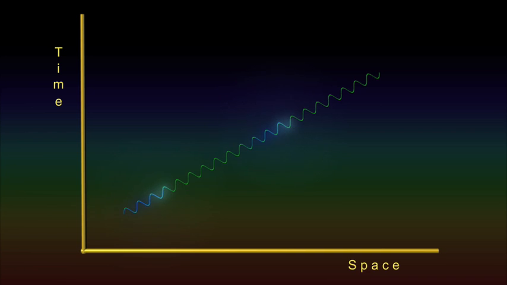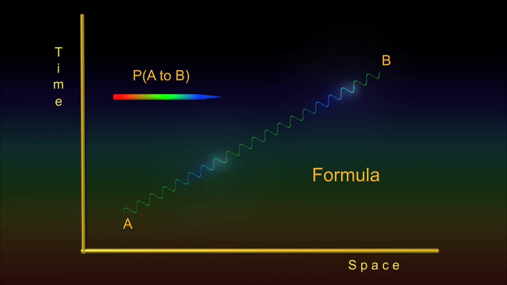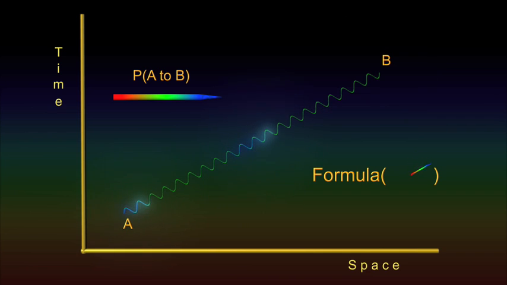There is a certain probability amplitude for the photon to go from A to B. Let's call it P, A to B. And there is a formula for the size of the corresponding arrow.